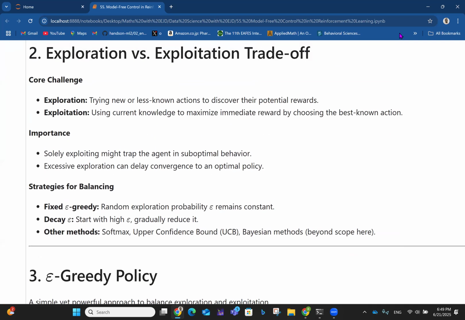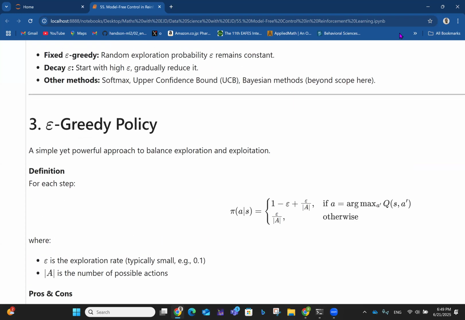The strategies for balancing between exploration and exploitation include fixed epsilon-greedy. So here you have random exploration where the probability epsilon remains constant, and you have decay epsilon. So you start with a high epsilon and gradually reduce it. Other methods include softmax, upper confidence bound, and Bayesian methods, which are beyond our scope in this situation.